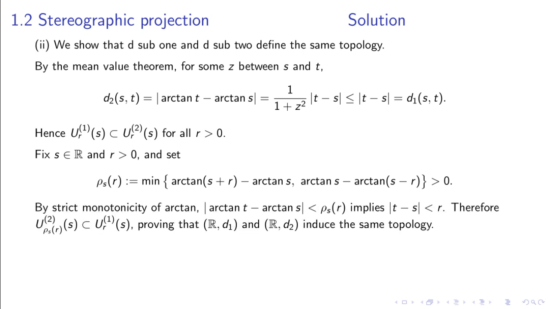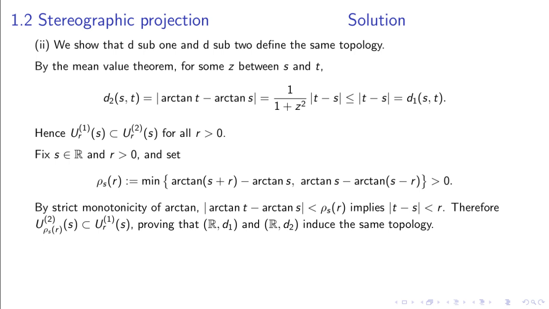Now, suppose t in R satisfies d₂ of (S, t) less than ρ_S of r. That is, the absolute value of arctan t minus arctan S is smaller than ρ_S of r. Then arctan t must lie strictly between arctan of (S minus r) and arctan of (S plus r). Using again that arctan is strictly increasing, this implies that t lies strictly between S minus r and S plus r. So the absolute value of t minus S is less than r.